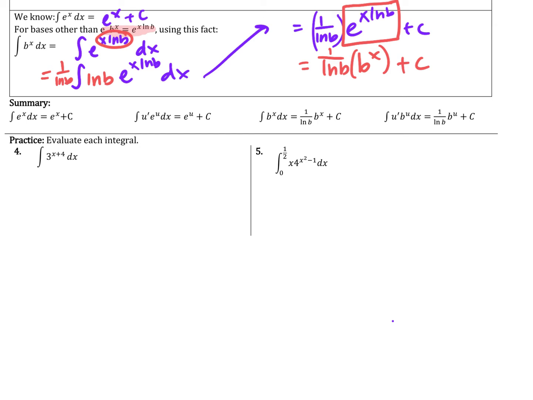Okay, hopefully you've had time to pause the video. The derivative of that exponent is 1, so 3 to the x plus 4. The derivative of the exponent itself is 1, so we don't really have to worry about this u prime u situation, which means this is going to be equal to 1 over natural log of 3 times 3 to the x plus 4 plus c.